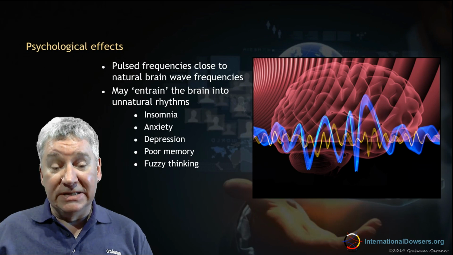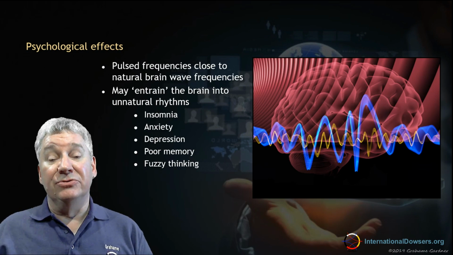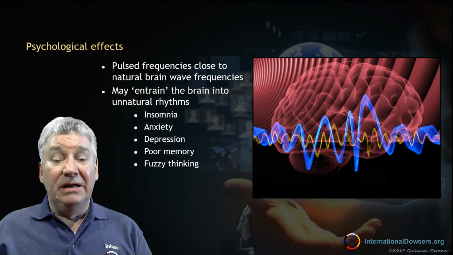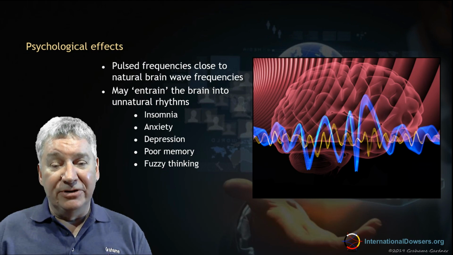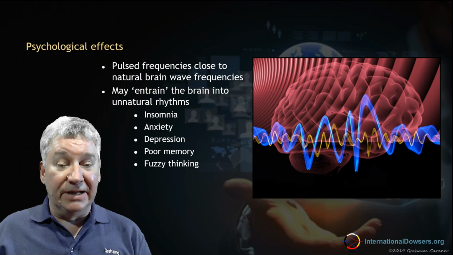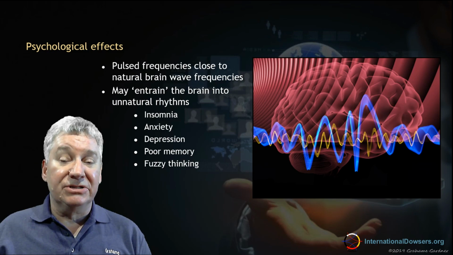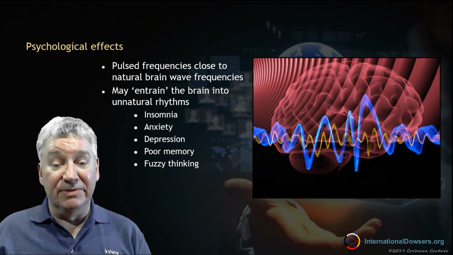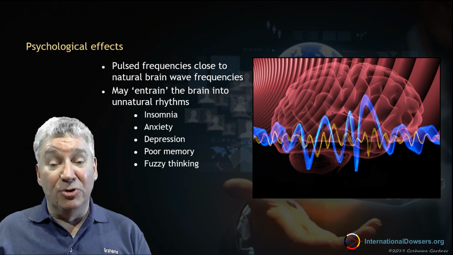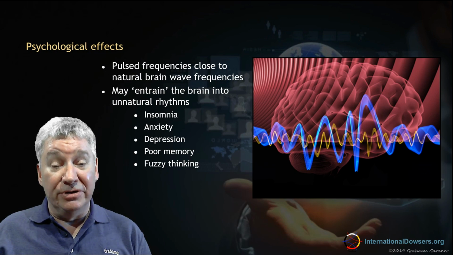On a psychological side, the pulse frequencies are very close to our natural brainwave frequencies, and this has a tendency to entrain our brainwaves into unnatural rhythms, causing sleeplessness, depression and other psychological issues. And tests have been conducted with blindfolded subjects that consistently provoked neurological symptoms with the pulse frequencies, but exposing them to continuous wave frequencies did not.